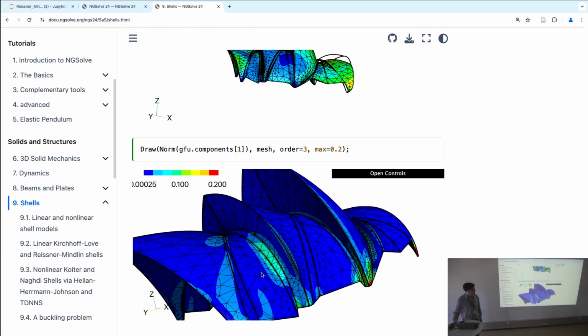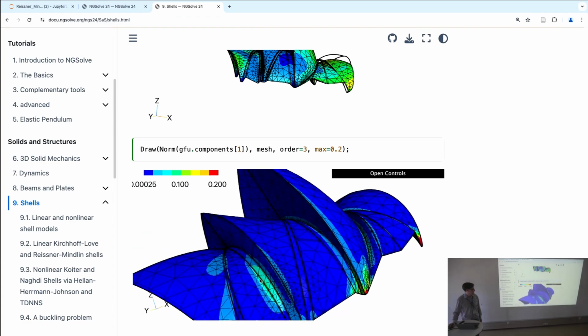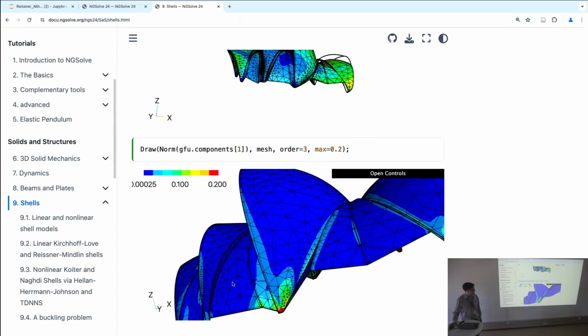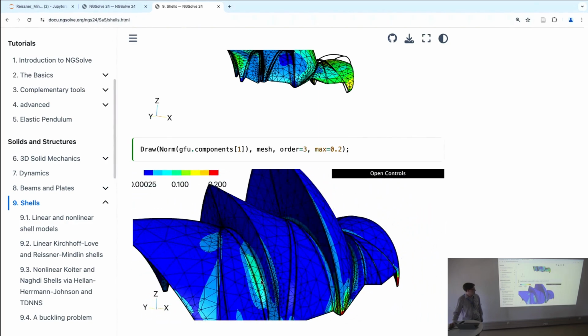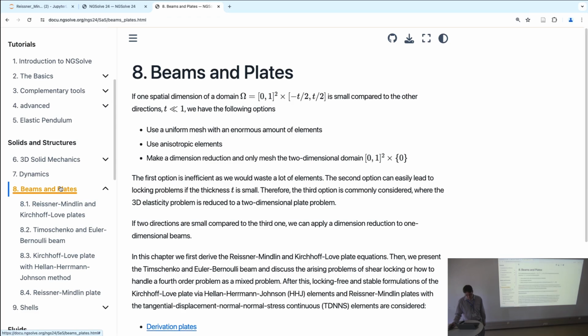And if we zoom in, we also see that there are some stresses where we have the kinks, so some kind of layers we have to resolve. So how can we do such objects in NGSolve? And first of all, we can also start just with beams and plates and then create our framework.